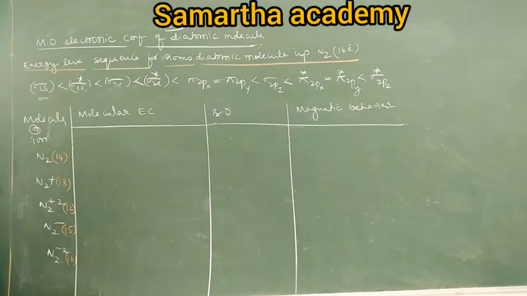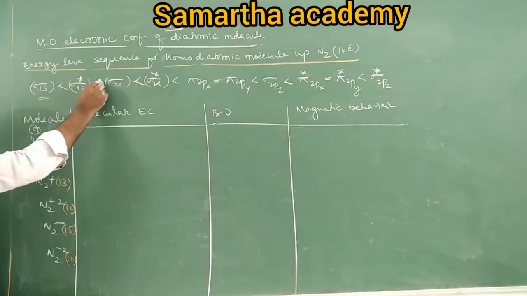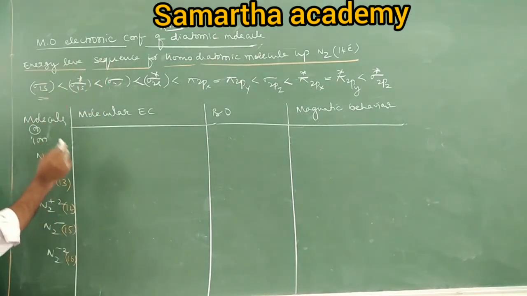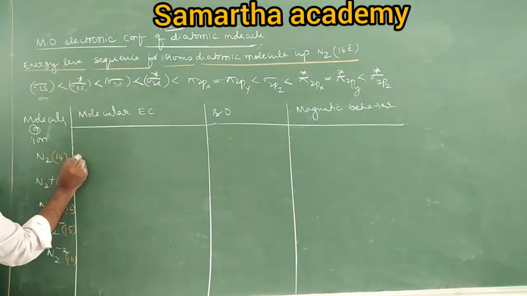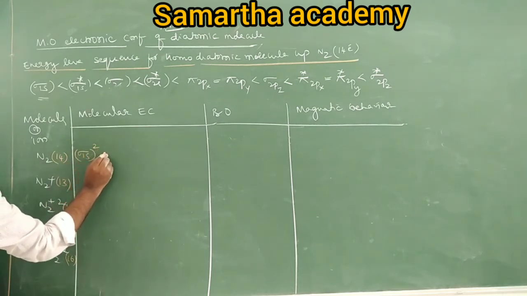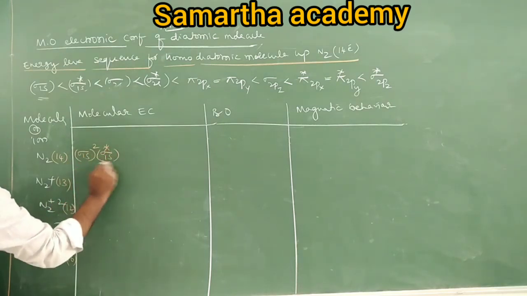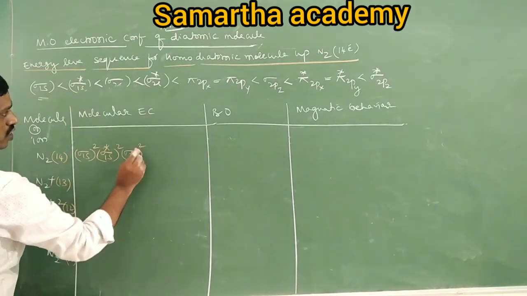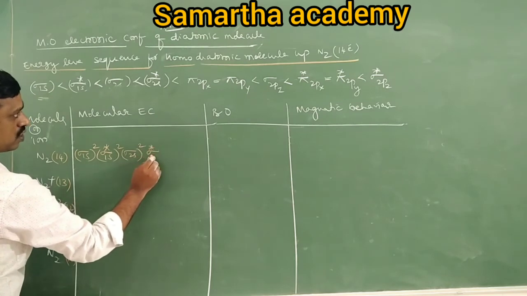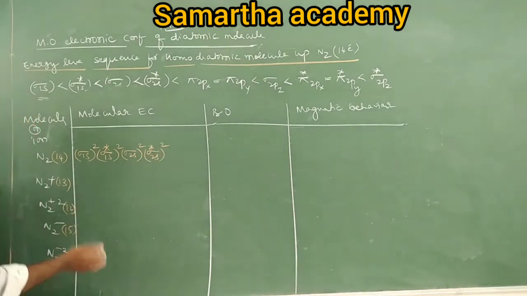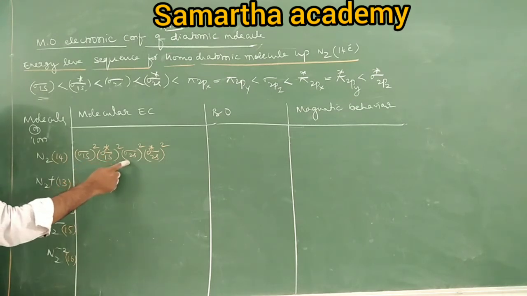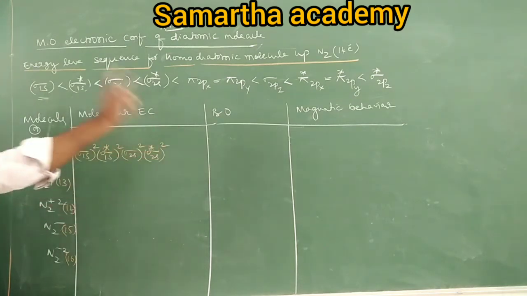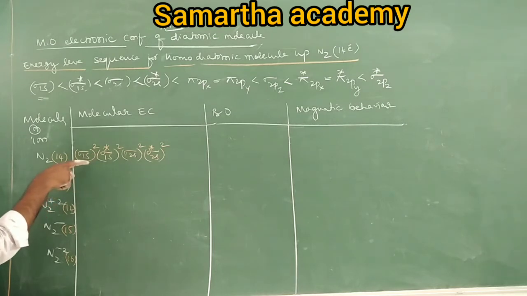Okay. Then next, write the electronic configuration. 14 electrons we should fill in these energy levels. Tell me where the first electron enters. Sigma 1s2. The next is sigma star 1s2. Next is sigma 2s2. Next is sigma star 2s2. See, sigma 1s, sigma star 1s, sigma 2s, sigma star 2s, till here is the same for all the molecules. Till here, how many electrons are filled? 2, 4, 6, 8. Okay.